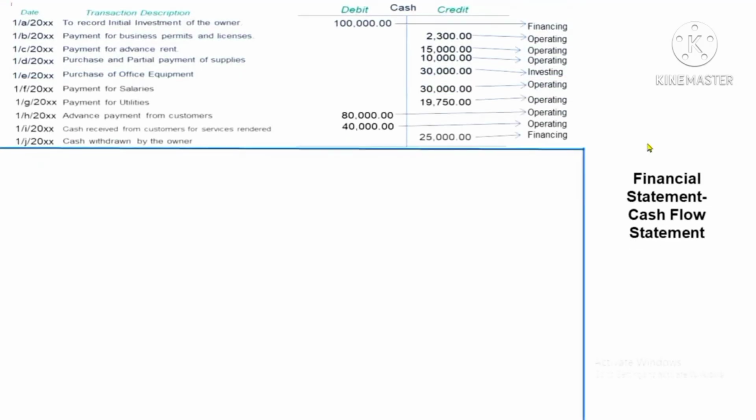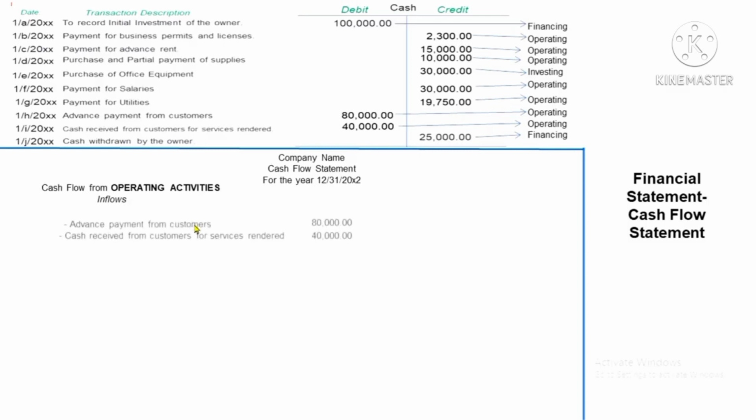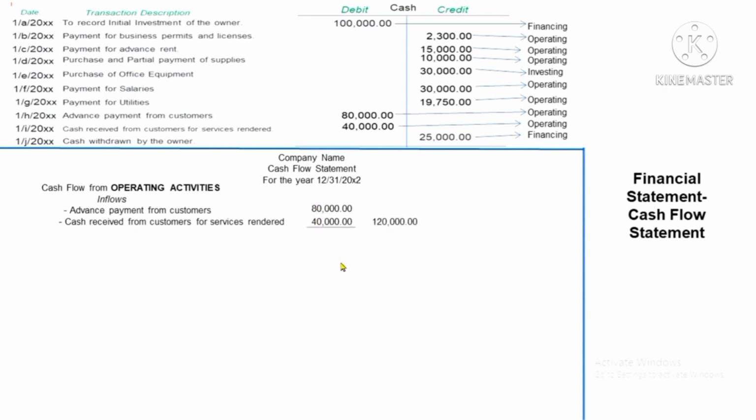Now let us prepare a cash flow statement from this. So we should have the heading, and then we should start from the cash flow from operating activities, specifically the inflows. According to this, we only have two inflows related to operating activities, and these are the payments from customers, which are 80,000 and 40,000. Let's add these two and we will get 120,000.